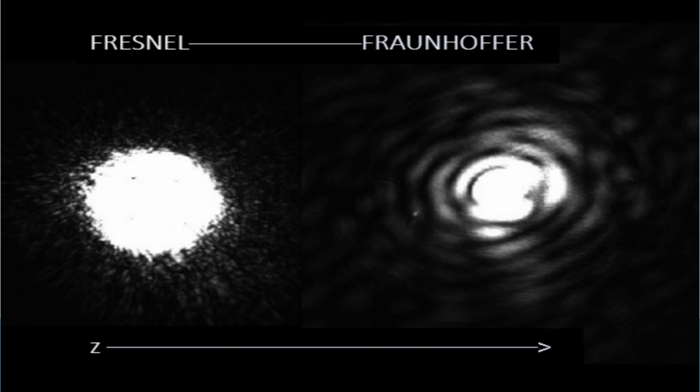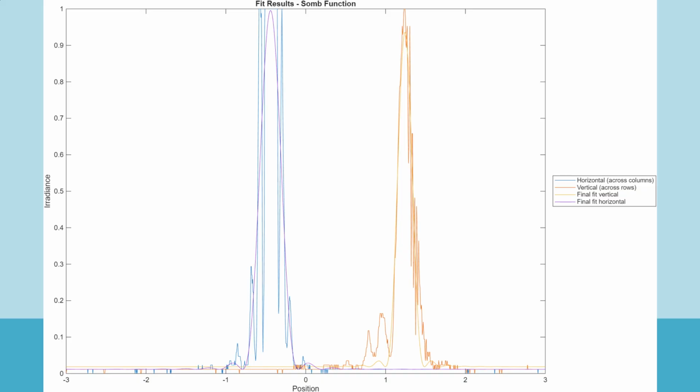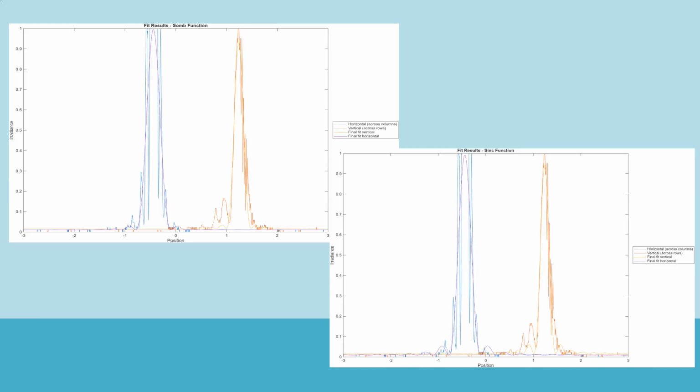We took this image into MATLAB and analyzed it to fit a sinc function and a sombrero function. This shows the fit of our sombrero function. As you can see, we had many more spikes than matched the fit of the sombrero function. This is likely due to the imperfections I previously mentioned about our system. However, the primary slit is captured in both our sombrero function and our sinc function. Therefore, our MATLAB fit confirmed a close agreement between the experiment and the sinc and sombrero models.